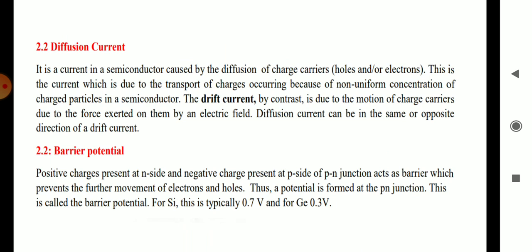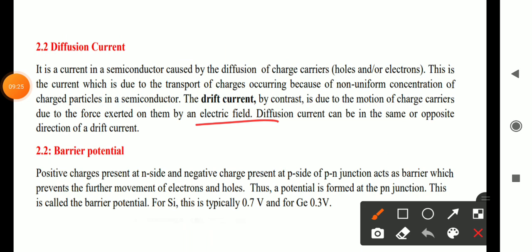For that drift current, the charge carrier movement is there under the influence of an electric field. So you can see here that the current is under the influence of an electric field. That is exactly opposite to the diffusion current. So two types of current. Here the direction of a current is also very important.